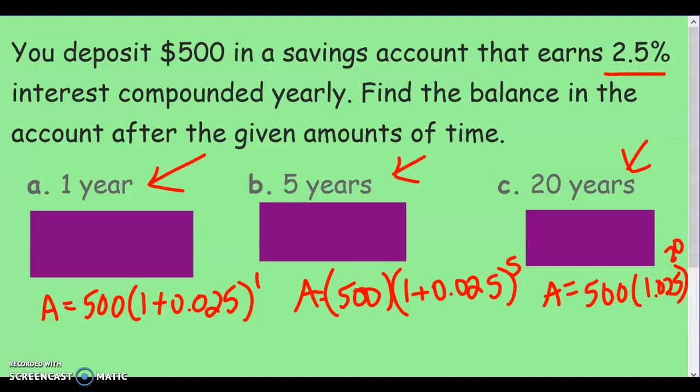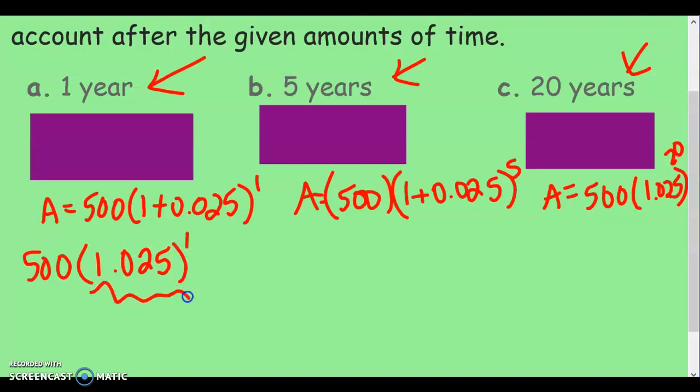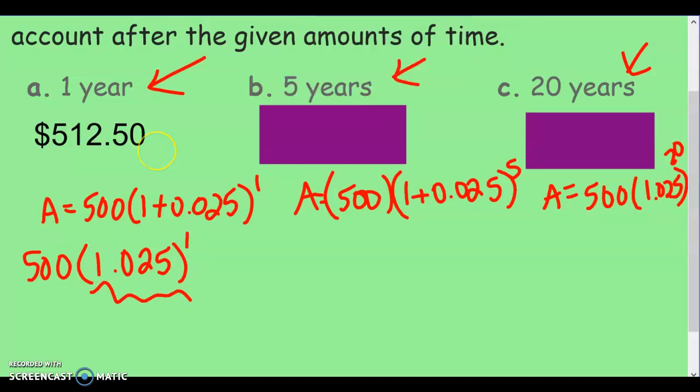Okay, so again, you can put those all into your calculator. So this would be 500 times 1.025 to the first power. So you're going to solve that 1.025 to the first power first. You're going to take it times 500, and you're going to end up with about $512.50.